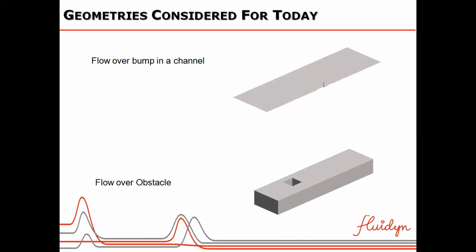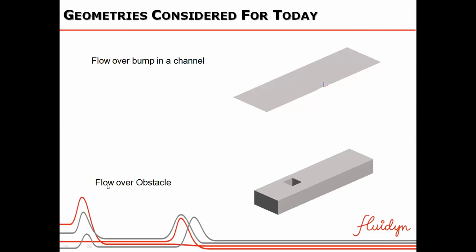For this particular session, we will try to create two meshes, one for flow over a bump in a channel. That means there is a bump here in this region, and we are trying to see how the mesh has to be generated for this particular component. The second geometry is a 2D case again. This is a 2D geometry.